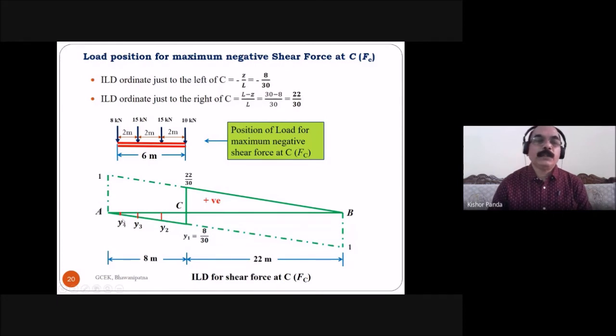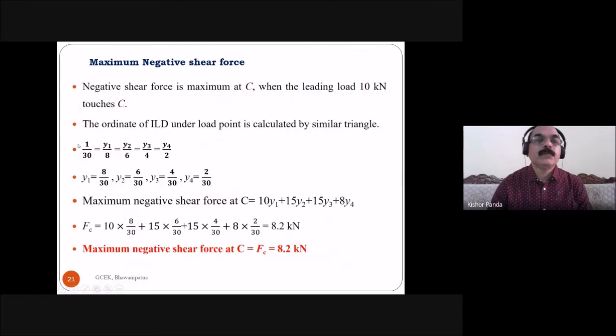Then you can find out the ordinate Y2 under the second load. This is the leading load. Just back to the leading load, 15 kilonewton, then 15 kilonewton, then 8 kilonewton. So under this 15 kilonewton, this is the ordinate Y2. Under this 15 kilonewton, this is the ordinate Y3. And under this 8 kilonewton, this is the ordinate Y4 of the ILD. To find these ordinates Y2, Y3, Y4, by taking similar triangles: 1 by 30 is equal to Y1 by 8, is equal to Y2 by 6, Y3 by 4, is equal to Y4 by 2.